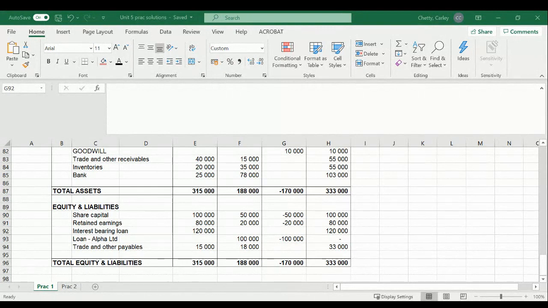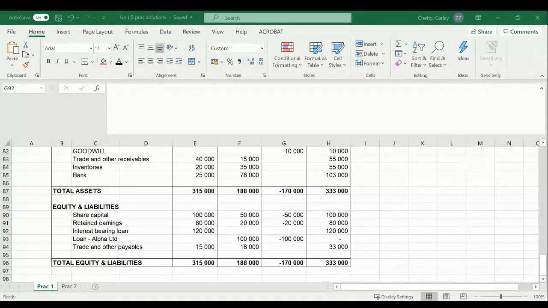So there is no pro forma journal entry for the interest-bearing loan because it is with a bank. It is not with alpha or beta. It is not between alpha or beta. It is not an intragroup loan. So therefore, there is no elimination required.